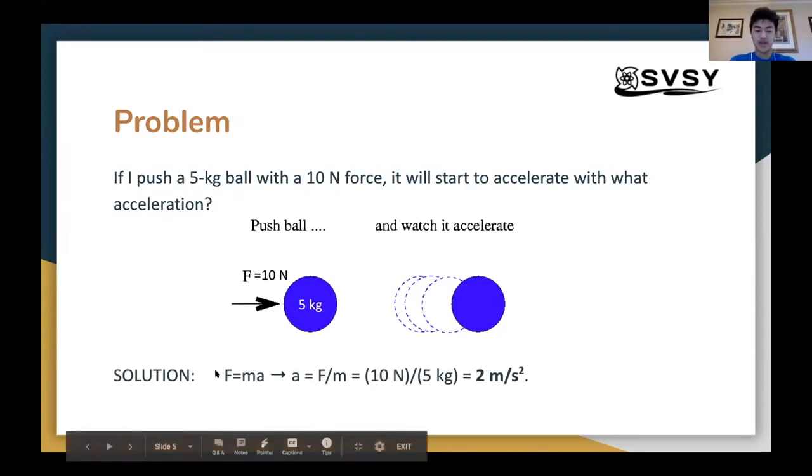So then just applying F equals ma, we get F equals ma over here. And then we can divide both sides of the equation by m. You get a equals F over m. You solve for a, and you get 2 meters per second squared.